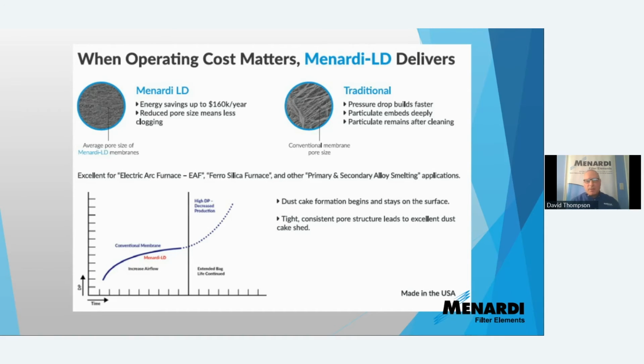So it's been a net positive for all of our customers. They're getting longer duration between run cycles, better cleaning, and a flattened out, lower differential pressure overall that makes the bags last longer and gives them better wear resistance. Again, if you look at the graph, the dust cake formation begins and stays on the surface. It's a tight, consistent pore structure that leads to excellent cake shedding. It really works quite well and can handle the aggressive environments that you find in some of these different applications.